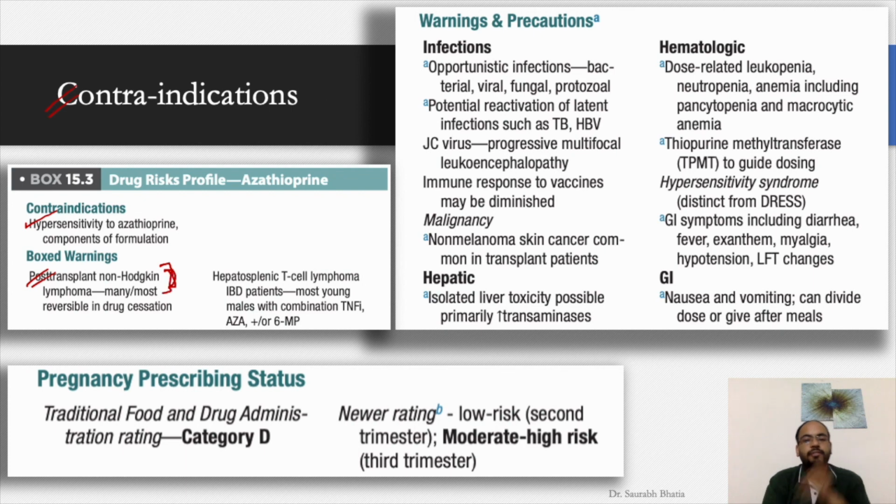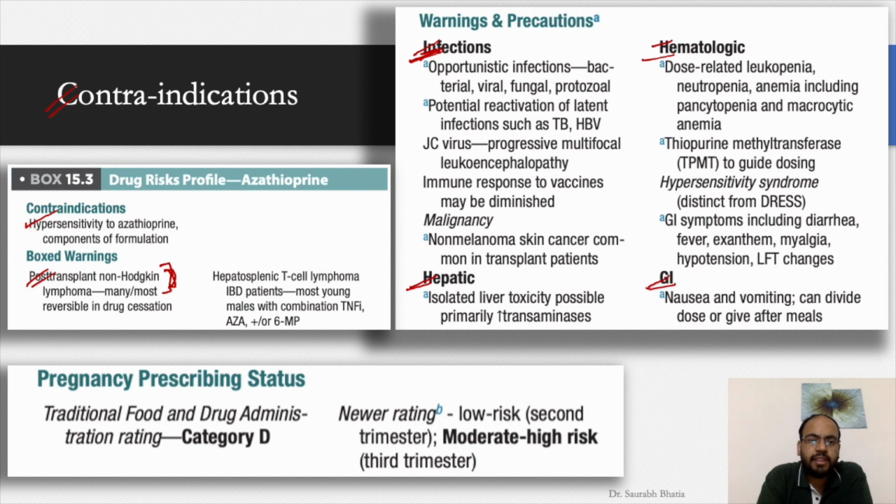Now non-Hodgkin lymphoma is one of those lymphomas which might arise in the background of azathioprine-induced immunosuppression. So the box warning says that in patients with NHL, it's better not to use it. Okay, we'll discuss that while discussing side effects. So warnings and precautions are infections. You just have to remember the headings: liver, infections, and blood and GI.